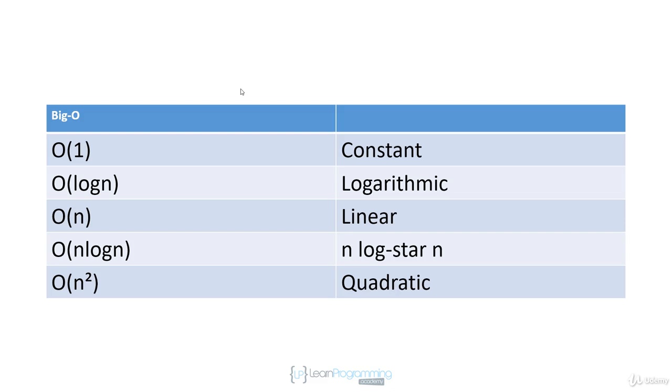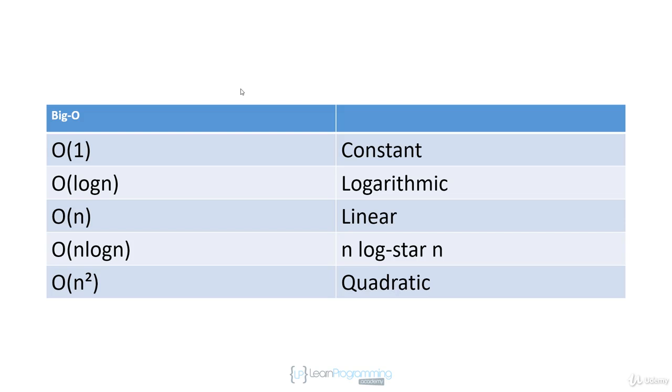And we have O of n squared, which is quadratic time complexity. You'll see that when we look at sort algorithms, the first few we look at will actually be quadratic. And the order in the table is from best to worst. So if you can use a constant time algorithm, that's way better than a quadratic time algorithm.